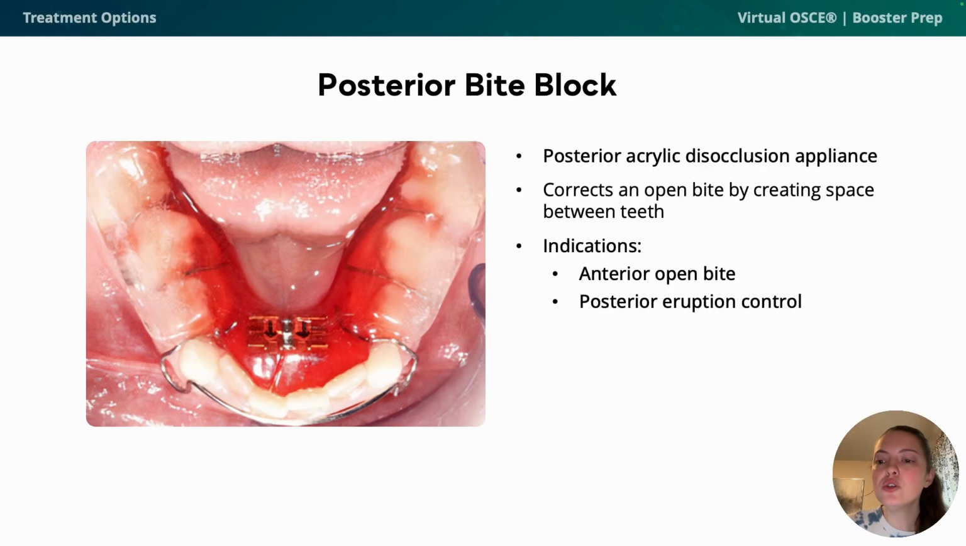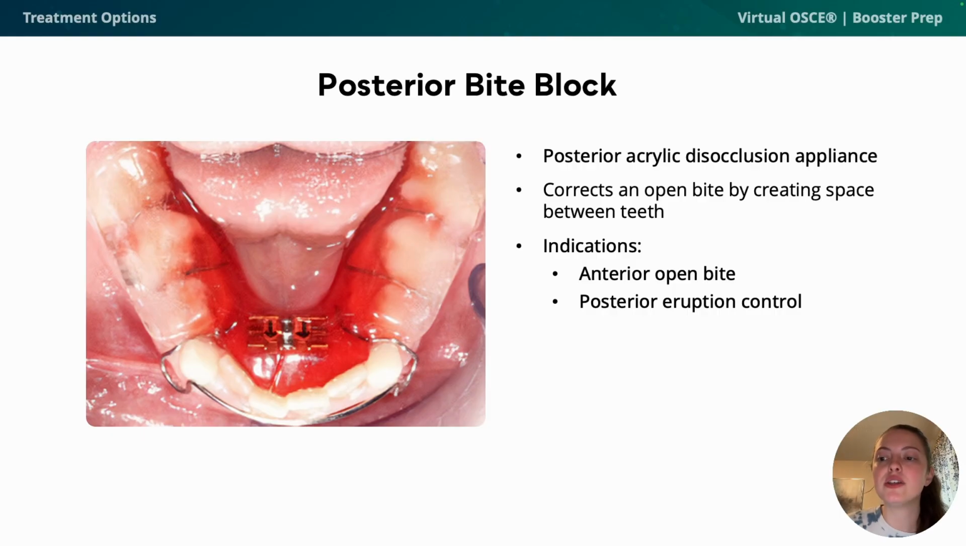This can be really useful in a patient who has a unilateral posterior crossbite leading to a functional shift. So disoccluding the teeth can allow for that mandible to shift back to its normal position and allow for other treatment options that we'll discuss soon, like expansion. You can't expand the upper arch if the maxillary teeth are locked behind the mandibular teeth. So this will disocclude and allow for things to be expanded or moved.